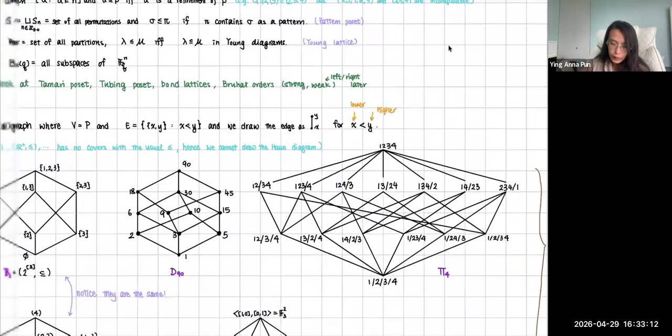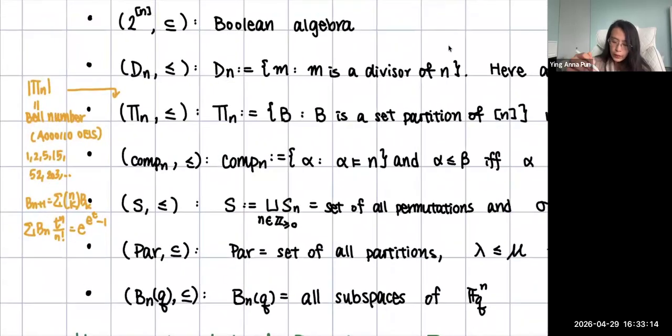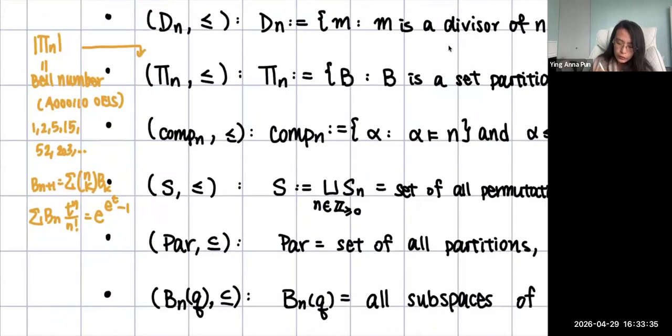I highly recommend that. We also talk about something interesting about the pi n here. So if you give me an n, the total number of subpartitions, so how many different ways you can put 1 up to n into blocks, that's called a Bell number. And it says on the OEIS A000110. The numbers are like this.